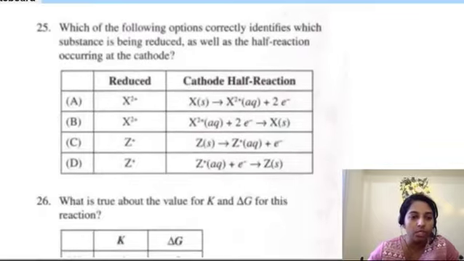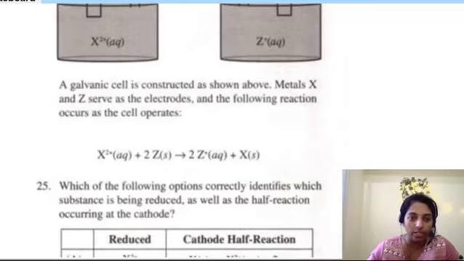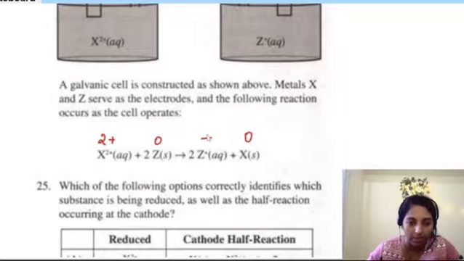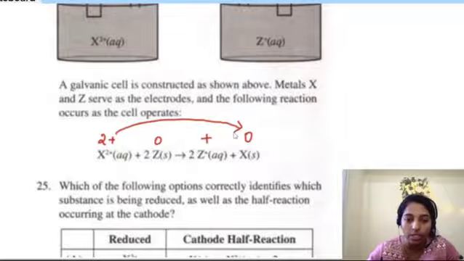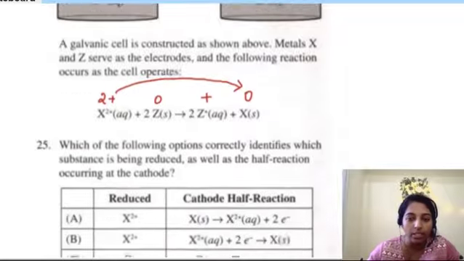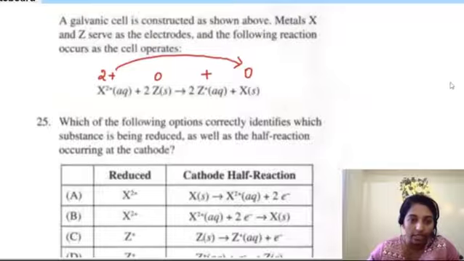So the question is, which of the following options correctly identifies which substance is being reduced, as well as the half reaction occurring at the cathode. Cathode means reduction. See the reaction: they were given X2+ going to X0, and Z0 going to Z+. So which is oxidized and which is reduced? Definitely the first one, X2+ to 0. The oxidation number decreased. X2+ is reduced to X. So as the reduced species you have to choose X2+.